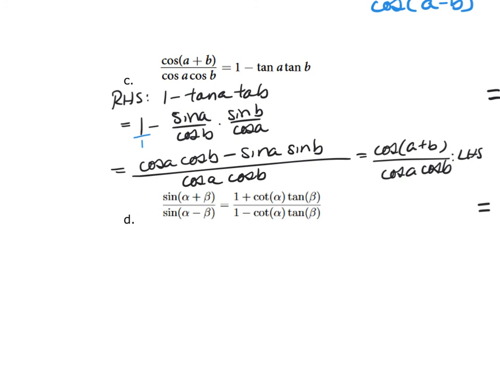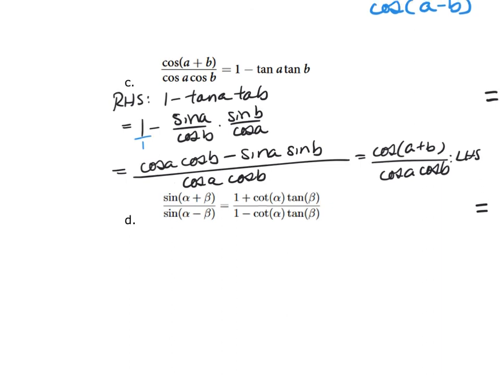I think this one would have been easier to expand this out and then put this underneath each one of the terms. So if we go backwards, if I would have chosen the left-hand side, this would have been my first step, and then I would have put the cosine of A cosine B underneath each one of those two terms, and I would have gotten the other side.